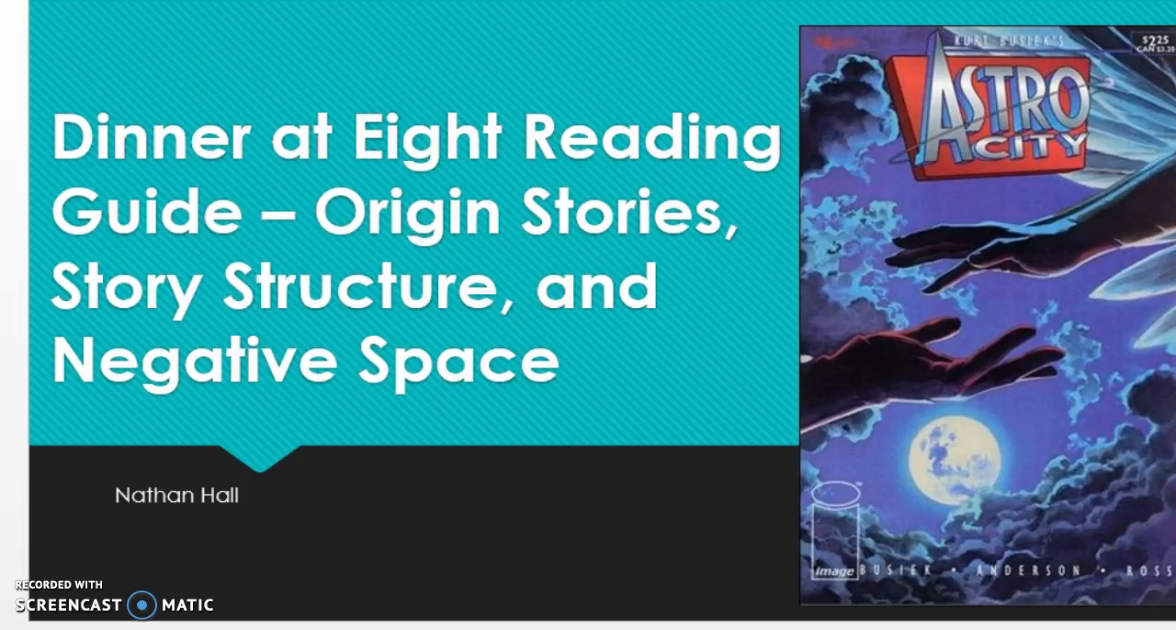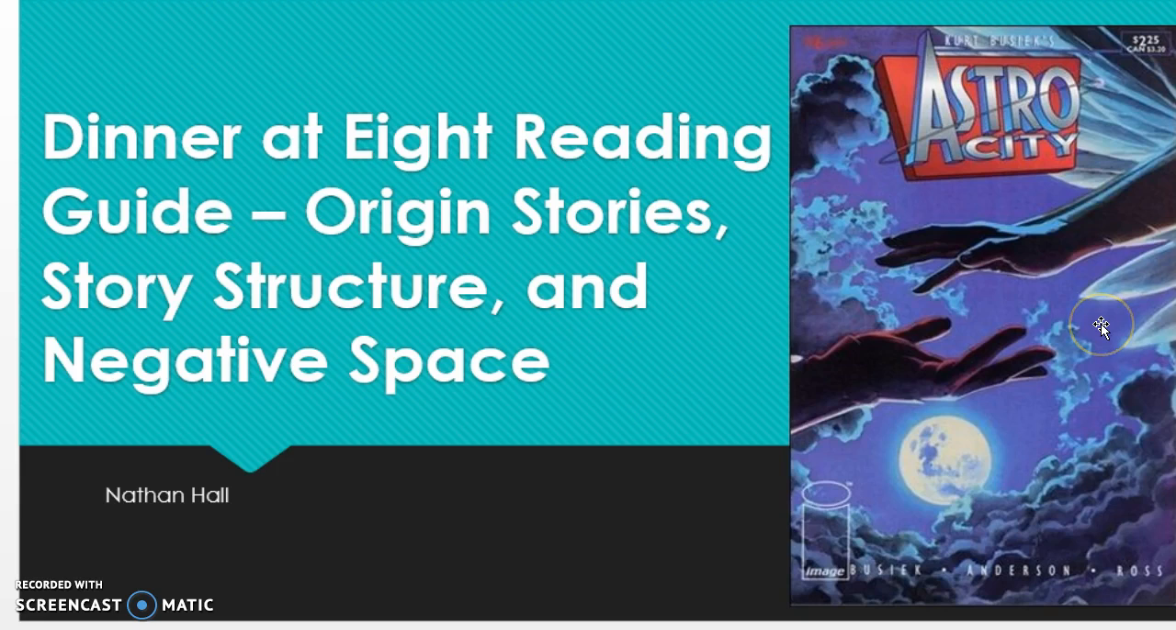So weird thing about Astro City, we kind of went from the first story to the last one really fast. Why? Because I wanted to focus on character in the beginning and I wanted to focus on the Samaritan because the Samaritan is kind of an interesting guy. And in our reading guide, we're going to look at this lesson. Three things: origin story, story structure, and negative space.